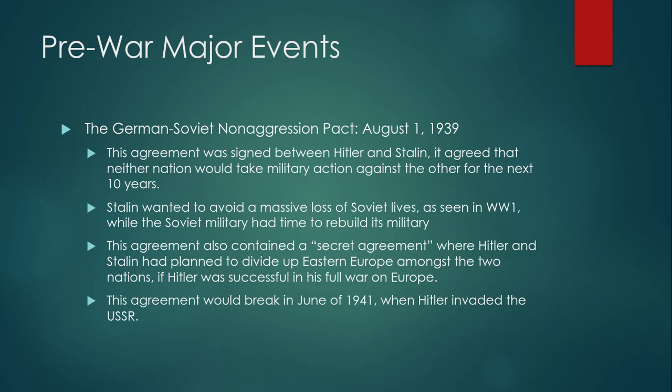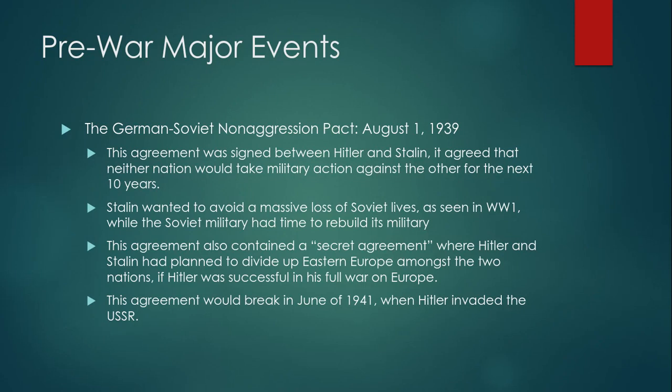Now Hitler, he wanted to avoid a two-front war as long as possible. Think back to World War I. The Schlieffen Plan didn't work out. Germany's fighting on the East and West Front. So this agreement also contained a secret agreement where Hitler and Stalin had planned to divide up Eastern Europe amongst the two nations if Hitler was successful in his full war on Europe.